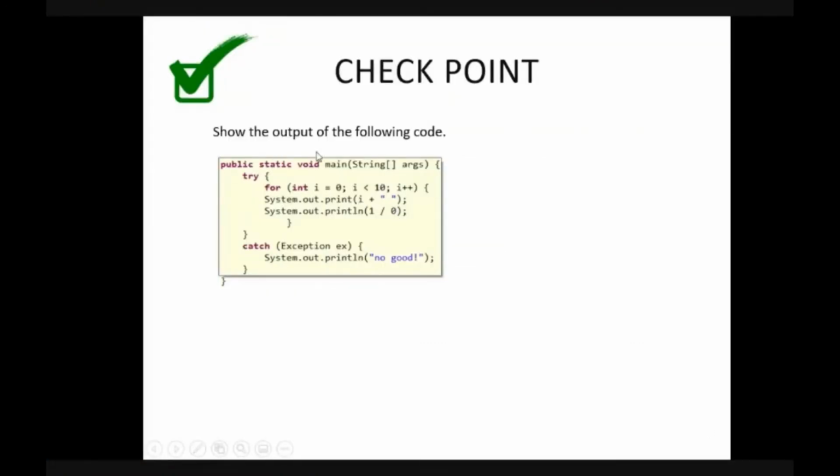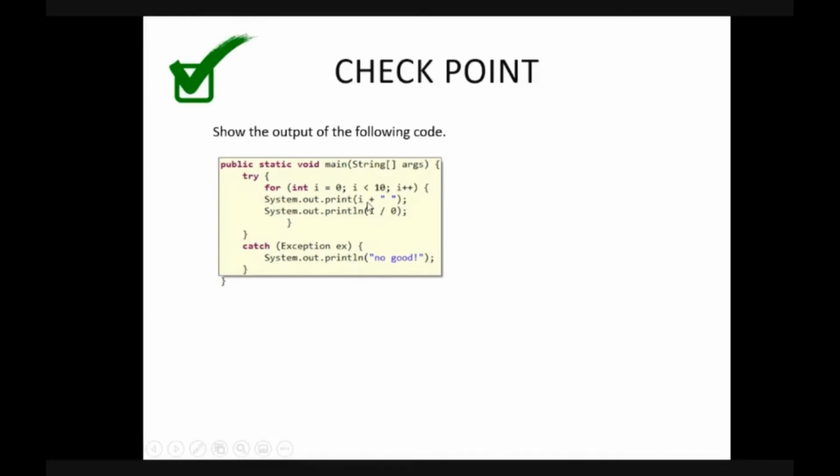So, show the output of the following code. We have a try and catch. Integer i = 0. Okay. It is printing i. Then I divide 1 by 0 for some reason. So this is the error. I create a very generic Exception class object x, and print no good. i is 0, then space. Then I am going to get the error, it will go there.